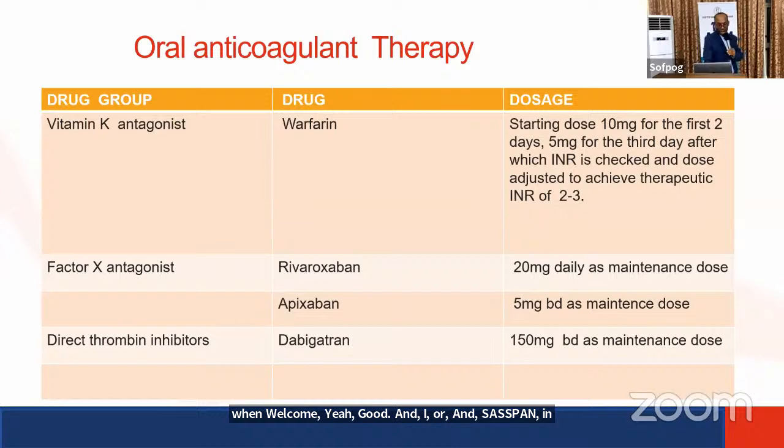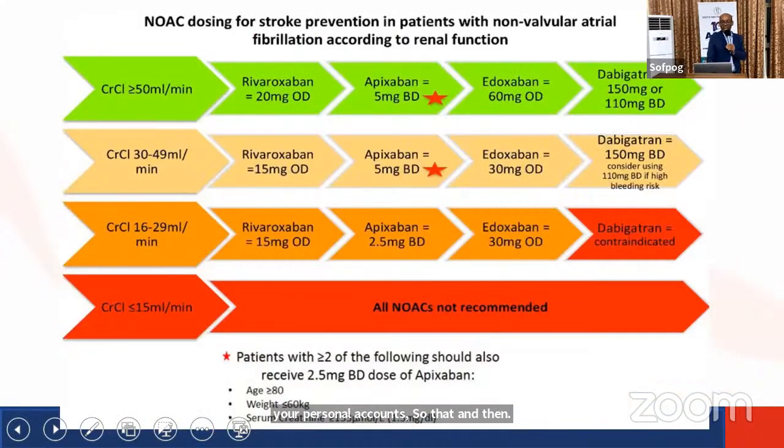When it comes to the direct oral anticoagulants, if the renal function is fine, the dosage used for rivaroxaban is 20 milligrams once daily. For apixaban, the dosage used is 5 milligrams once daily. Edoxaban is 60 and dabigatran is 150. As I said, we have rivaroxaban and apixaban.